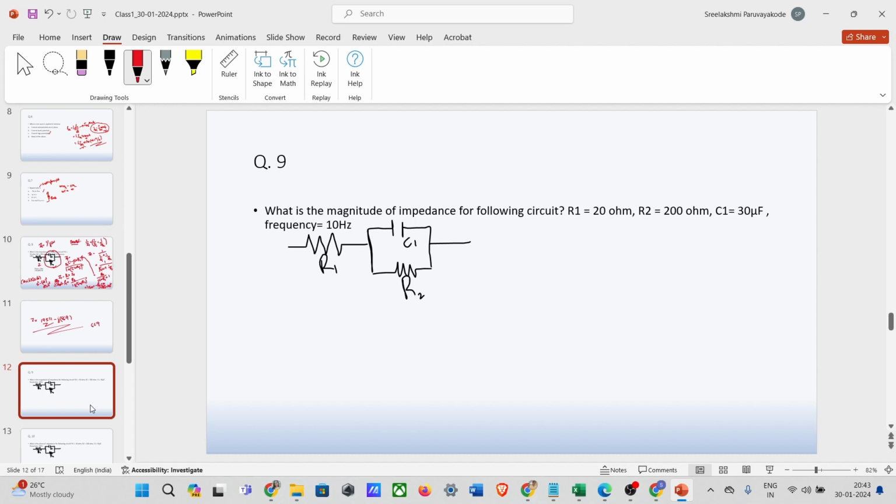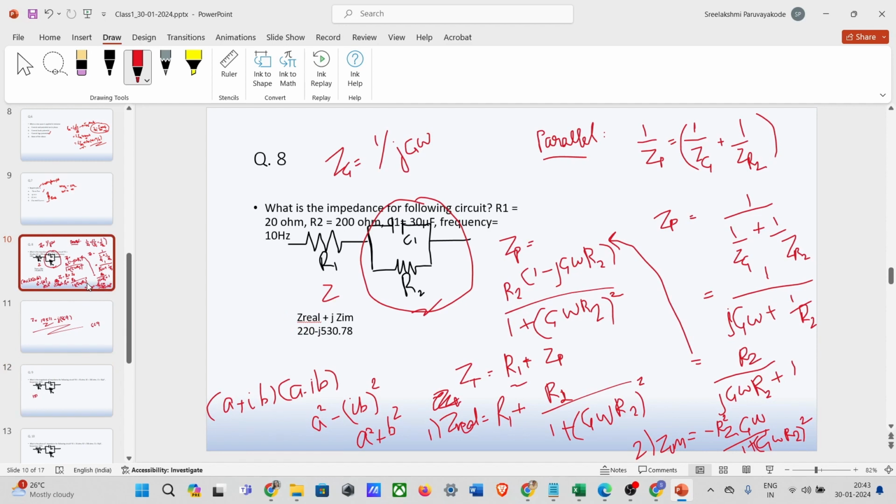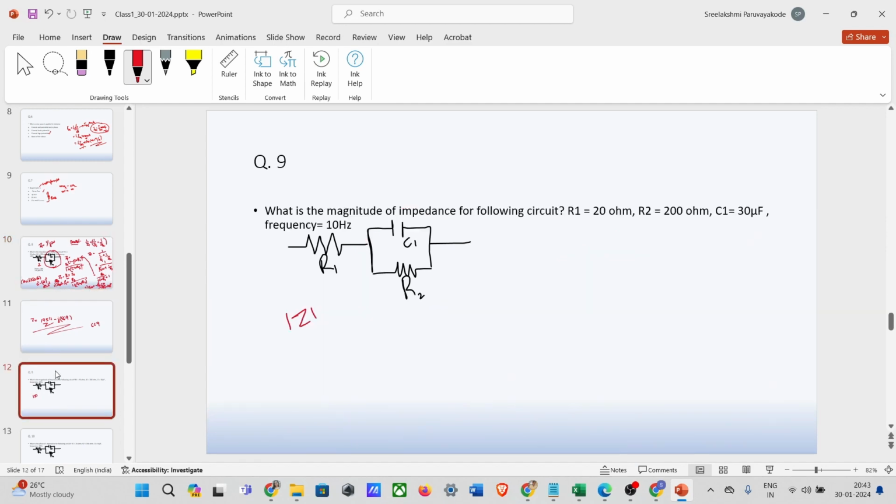It is the same problem. Now the question is to find out Z, the modulus of Z. What I first asked you is to find out the impedance. Okay, now you find out the modulus. I'll also do it meanwhile.